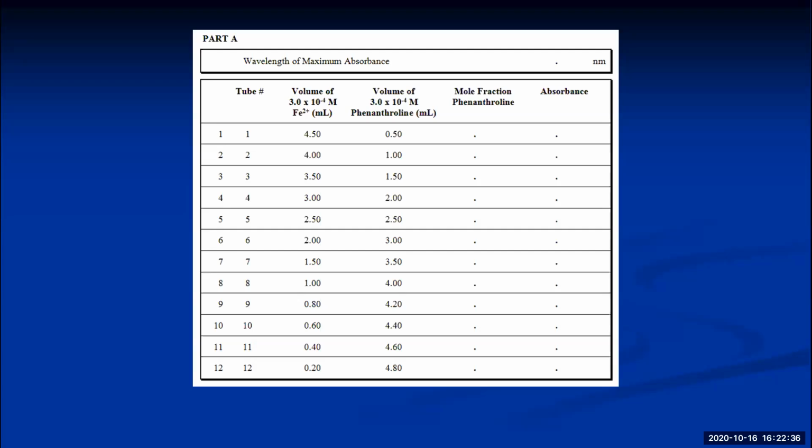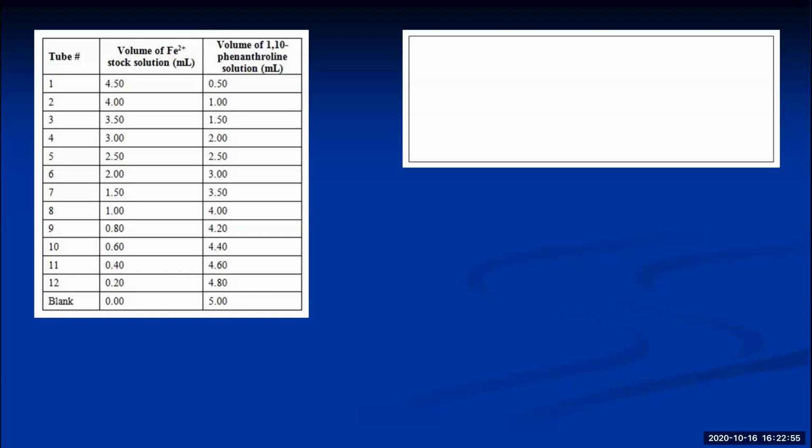So we're going to need to calculate how many moles of iron 2 ions there are in the 4.50 milliliters we're using, how many moles of phenanthroline there are in the 0.50 milliliters that we're using, and then we'll calculate the mole fraction from those two numbers. So the first solution given here, you're going to do the calculation in box number 1. First, for the iron 2 ions, to calculate the number of moles, we just multiply molarity times volume. So in this particular solution, we're going to wind up having 1.35 times 10 to the minus 6th moles of iron 2 ions present.